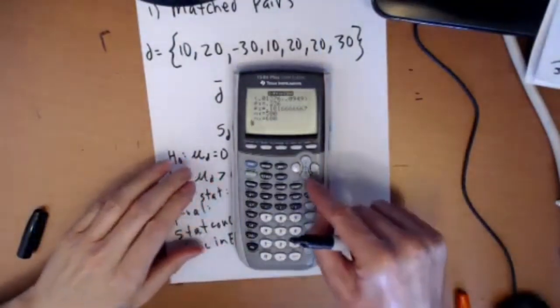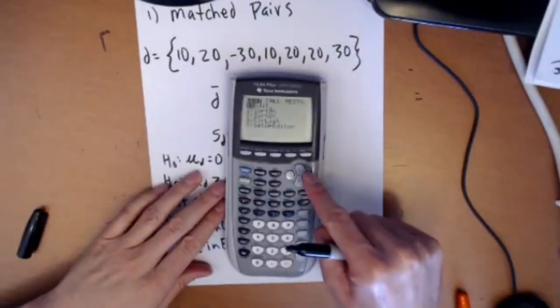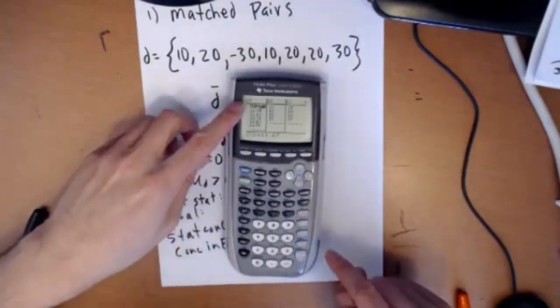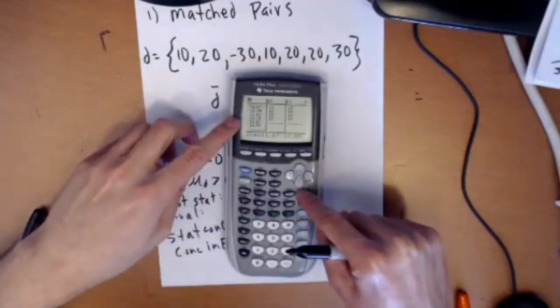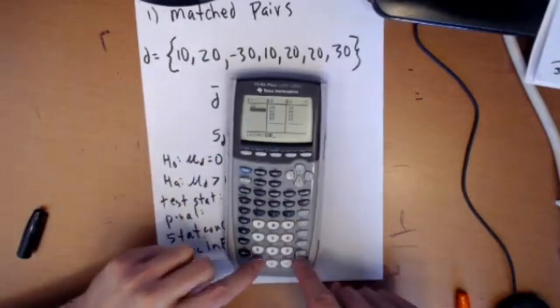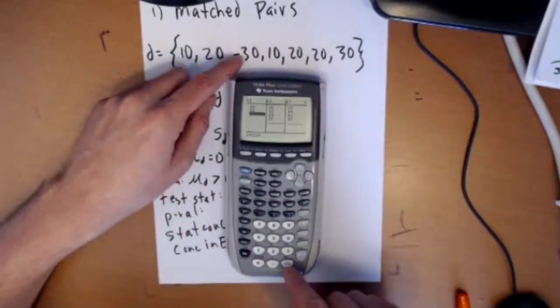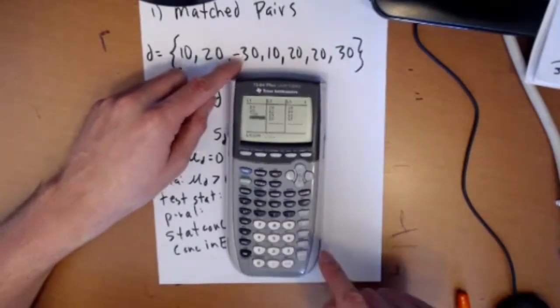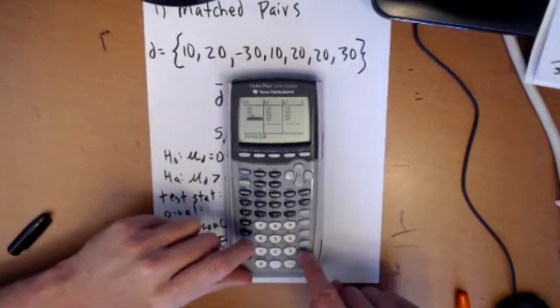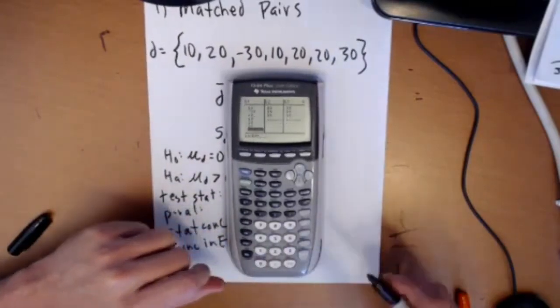Putting numbers into a list. Stat, edit, enter. There's numbers already there. Go up, hit clear, hit enter. Okay, 10, enter, 20, enter. Negative 30. Careful, don't put subtract. You have to use the negative. Negative 30, enter, 10, enter, 20, enter, 20, enter, 30, enter.